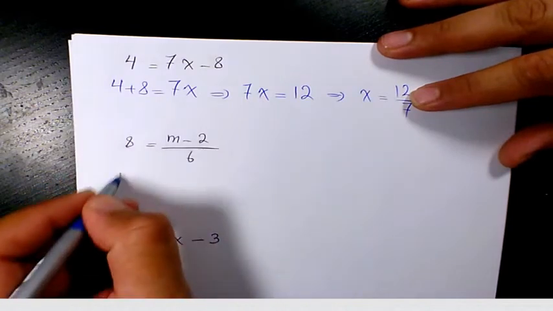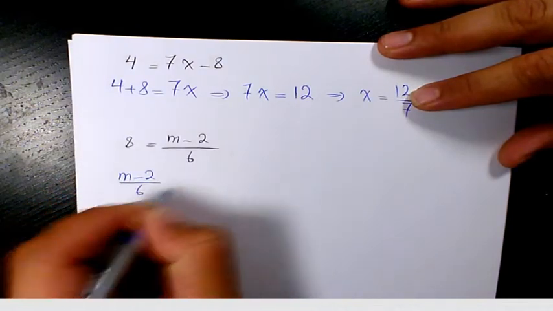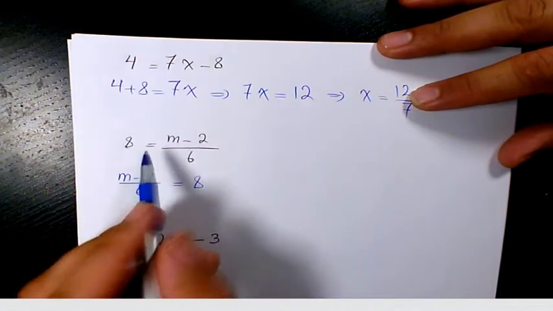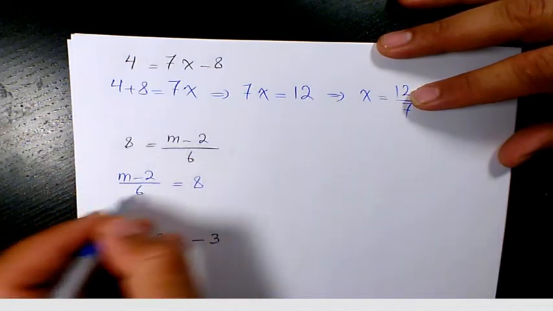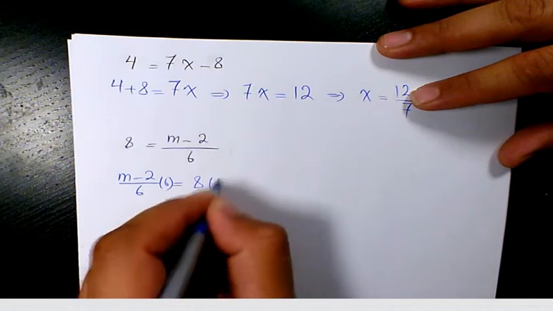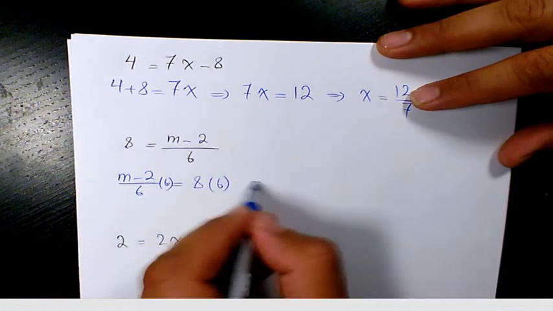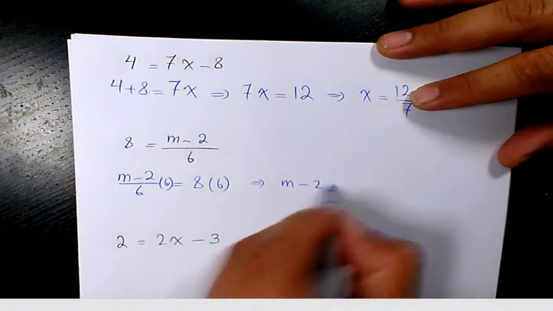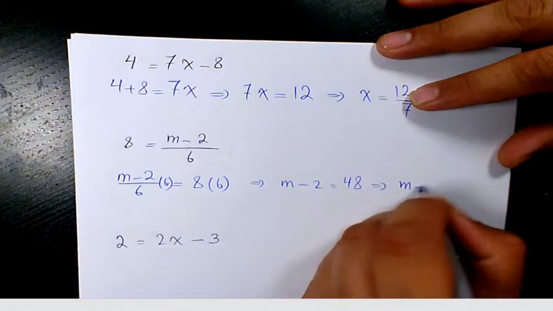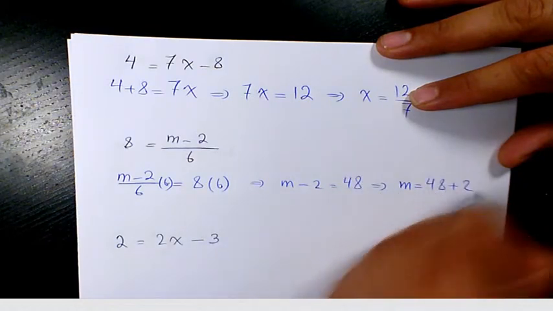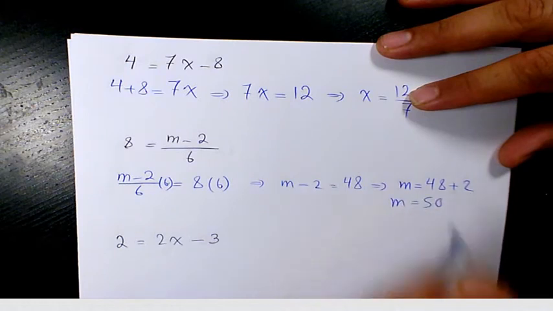Next one is m minus 2 divided by 6 equals to 8. As I said earlier, it doesn't matter how you write it. You can just flip left and right. So I need to multiply both sides by 6. So 6 and 6 cancel out. And we have m minus 2 equals to 6 times 8, which is 48. So m will be 48 plus 2, which will be m equals to 50.